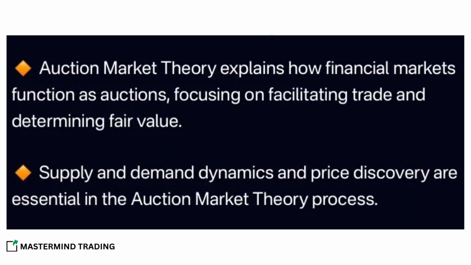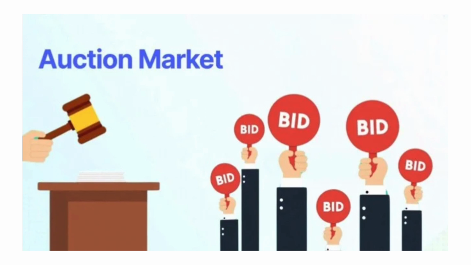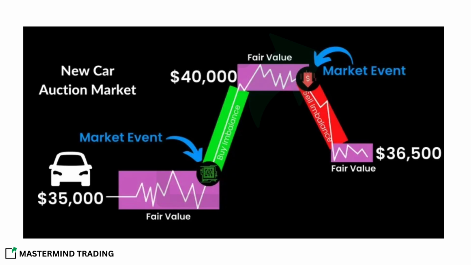The auction market theory, as developed by Dr. Peters, explains how financial markets function in an auction-based system, focusing on facilitating trades by determining fair values. Supply and demand dynamics and price discovery are the emphasis of auction market theory. With this theory, he aimed to look at how the endless battles between buyers and sellers and market events shape how price moves between points of fair value to points of imbalance. I'll try to explain this theory with an illustration.